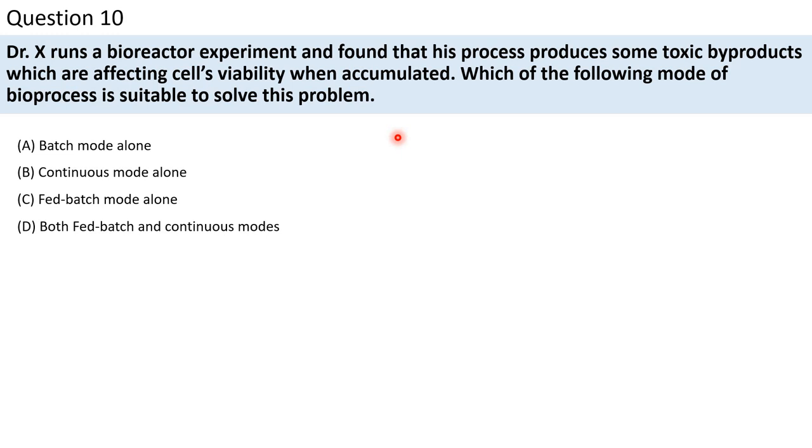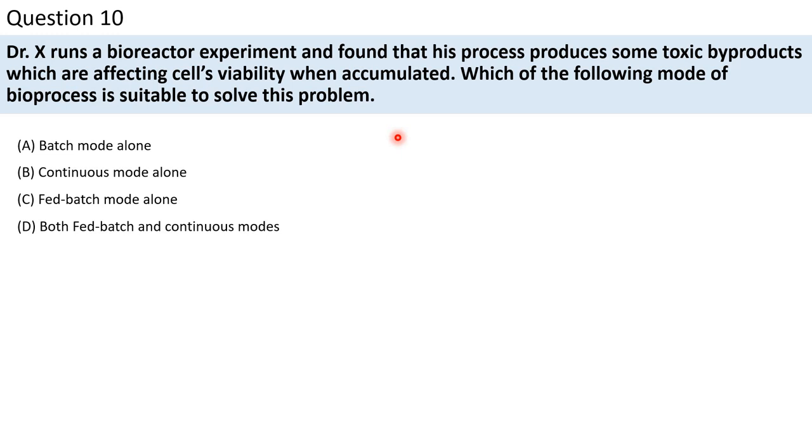Moving on to the last question. Dr. X runs a bioreactor experiment and found that his process produces some toxic byproducts, which are affecting cells' viability when accumulated. Which of the following modes of bioprocess is suitable to solve this problem? So the options are A. Batch mode alone, B. Continuous mode alone, C. Fed batch mode alone, and D. Both fed batch as well as continuous mode.